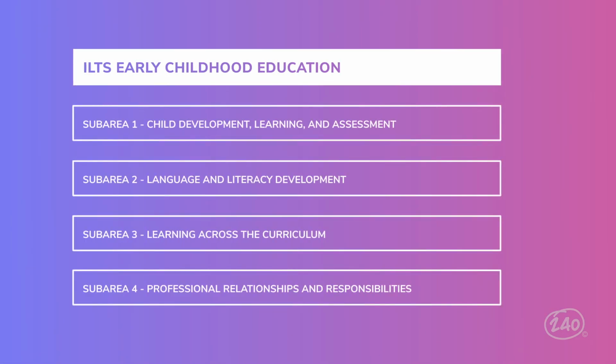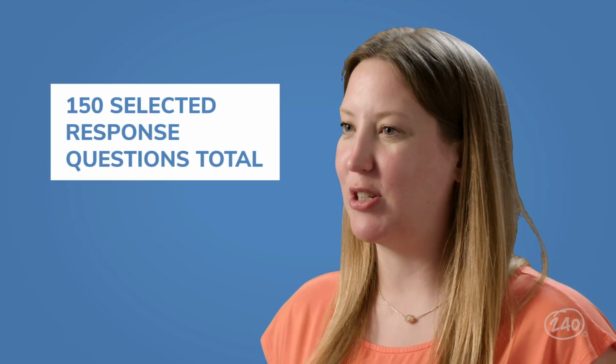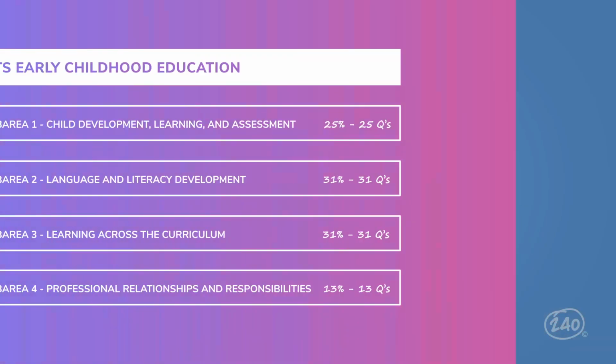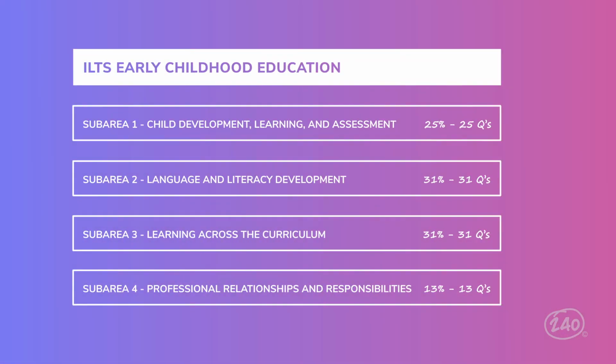The Illinois Early Childhood Education Exam covers 4 sub-areas: child development, learning and assessment; language and literacy development; learning across the curriculum; and professional relationships and responsibilities. Each one is worth a certain percentage of your exam, so each contains a specified number of select response questions. You'll have 150 select response questions to answer in all. Each sub-area is broken down further by test objectives. We'll overview each sub-area, then dive into a key concept that you'll need to know for your exam.